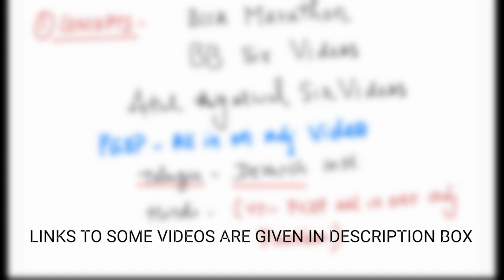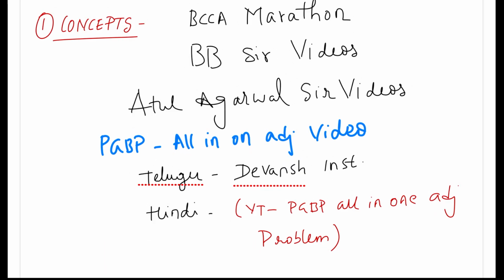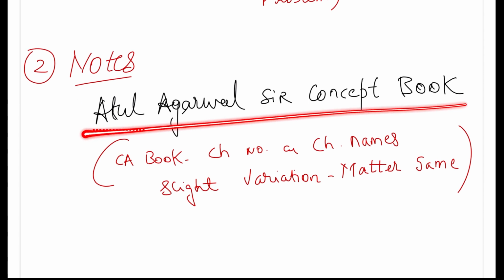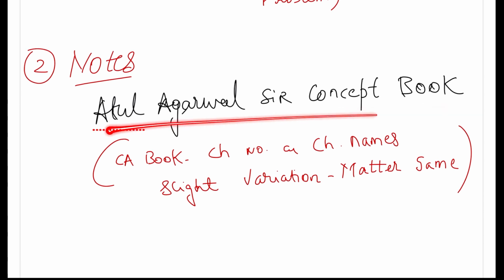While we are understanding the concepts, another important thing I have mentioned is notes. For notes, Atul Agarwal sir's concept book is 100% sufficient. It is even better if you prepare your own notes. If you cannot prepare your notes, then you can blindly follow Atul Agarwal sir's concept book. But there is a small problem. Since that book is for CA Final, the chapter names and chapter numbers will be slightly different. If you can match that, then this book is sufficient for you.